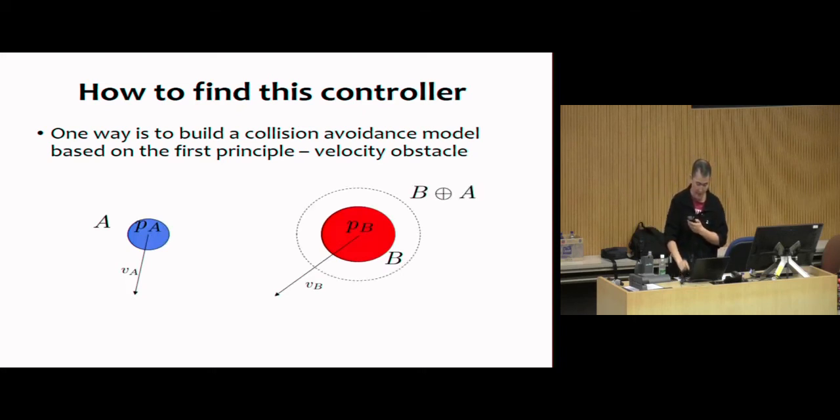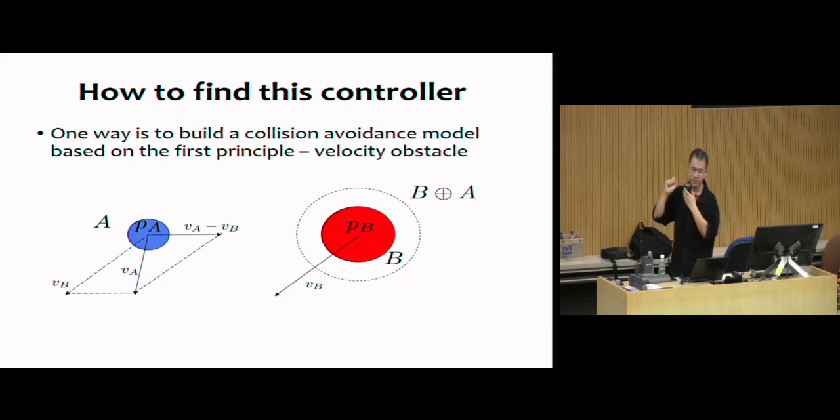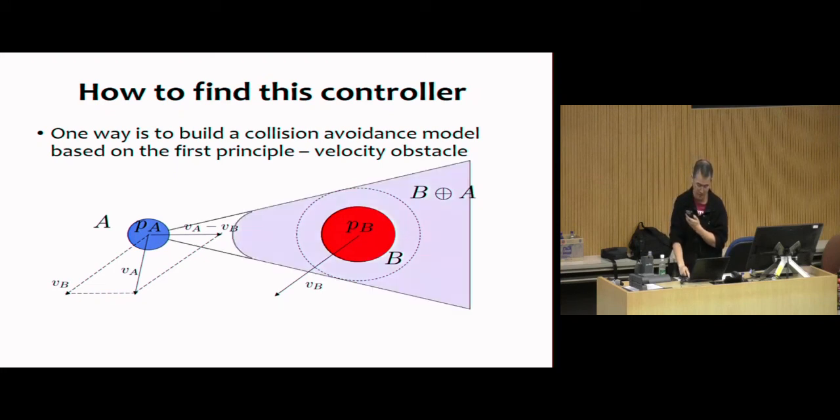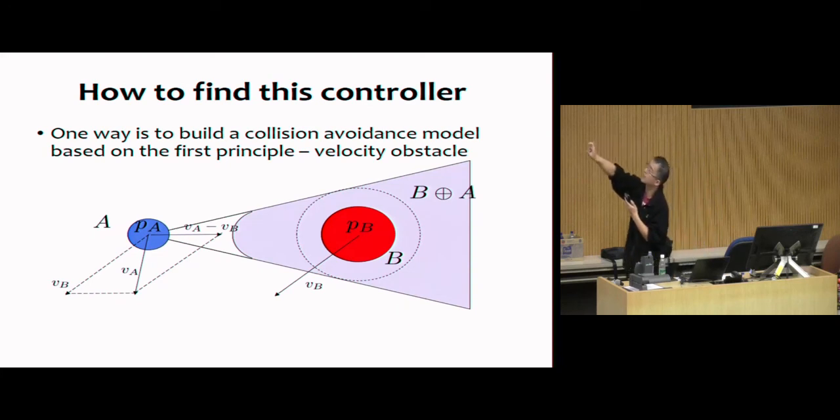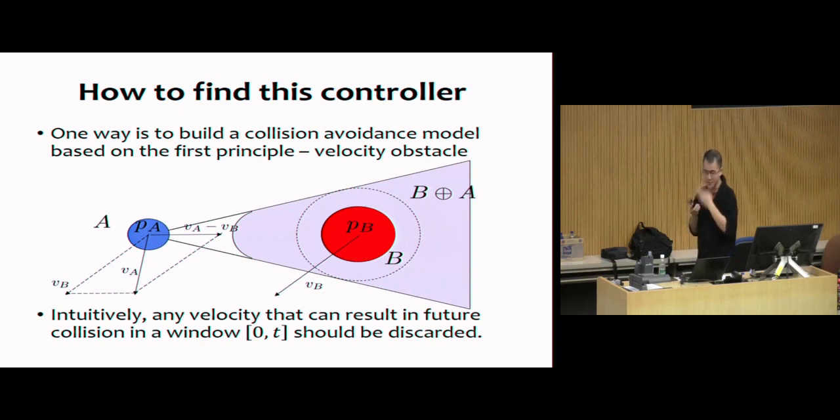I can consider one of the robots, A for example, as a point. Then robot B needs to be expanded into a larger sphere. Then I can compute the relative velocity between A and B. Some first principle from physics tells you that if this relative velocity does not enter this gridded region, then you can guarantee that the two robots will not collide with each other in a limited time. Intuitively, this first principle tells you that any velocity that can result in a future collision in a limited time should be discarded. This is what we can guarantee about this controller.